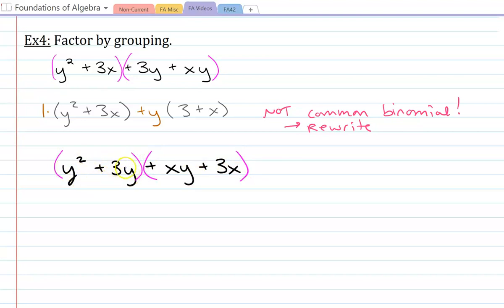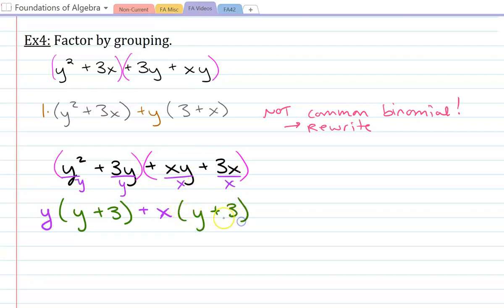So a GCF of this first pair would be y. Divide each by y. So we get y plus 3 there. And the GCF of my second pair would be x. So what do we get for its binomial? Well, let's see. We got y plus 3. Okay, now we have a common binomial. Excellent. So we can squish. So our final answer for a factored form would be y plus x, y plus 3.